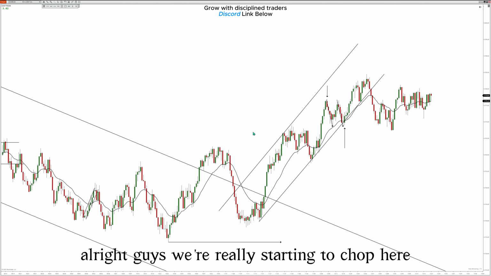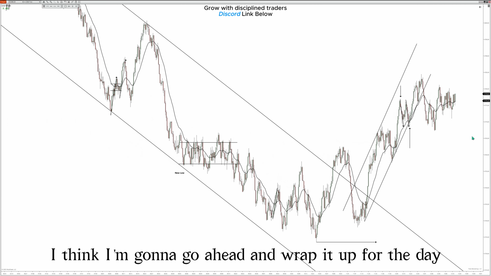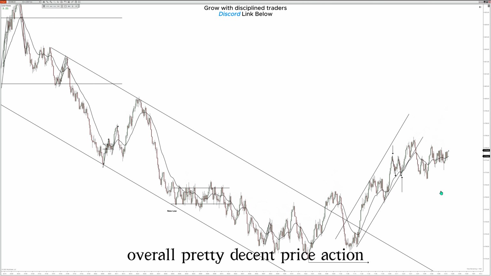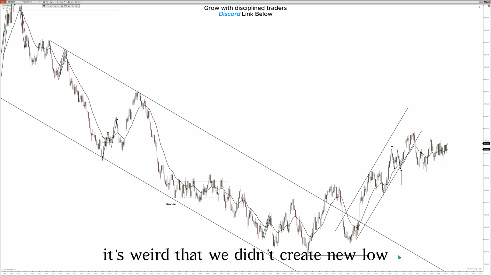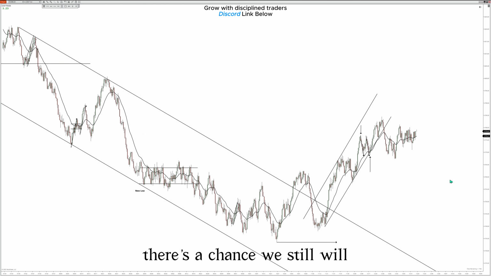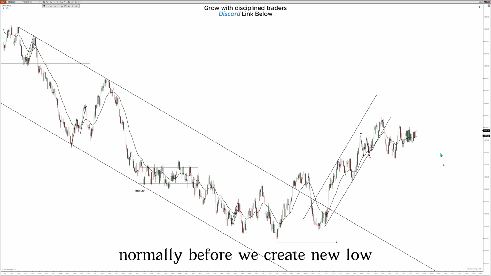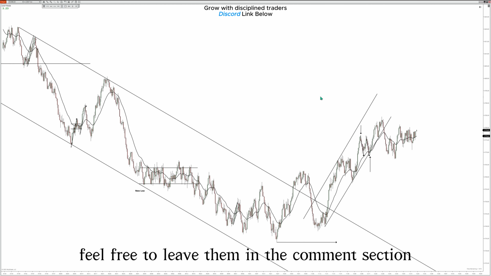All right, guys, we're really starting to chop here, so I think I'm going to go ahead and wrap it up for the day. Overall, pretty decent price action, decent downtrend working lower. There's a lot of empty room. It's weird that we didn't create a new low. There's a chance we still will, because the bigger the trend, the more of a pullback we'll get normally before we create a new low. But if you guys have any questions, feel free to leave them in the comment section.